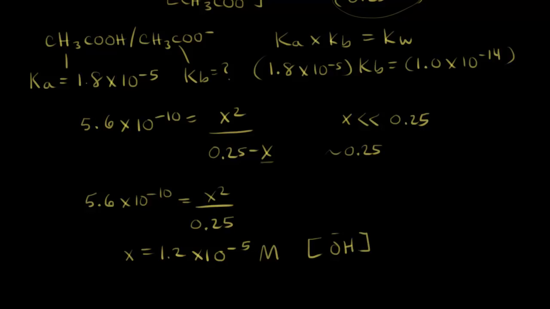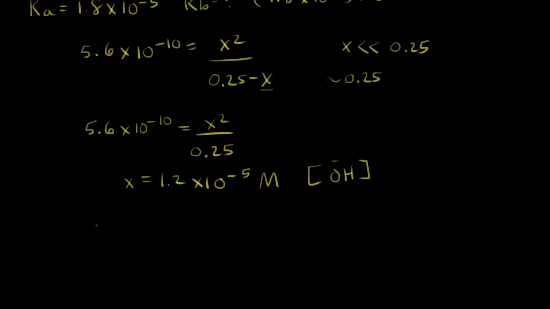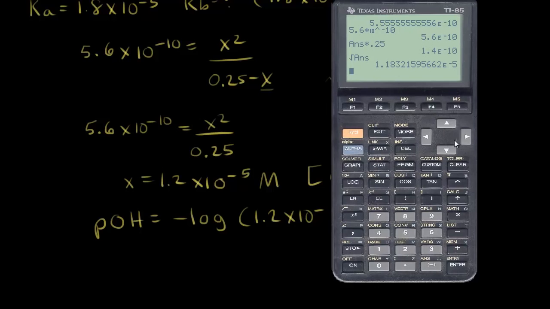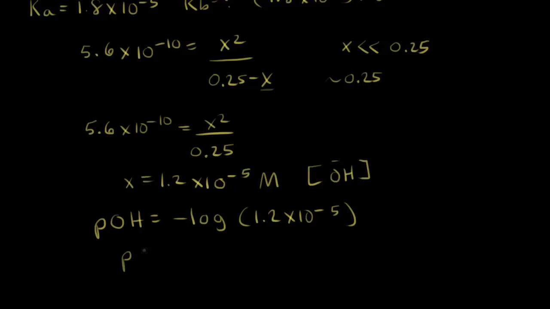And if we know that, we can eventually get to the pH. That was our original question: calculate the pH of our solution. So we could find the pOH from here. I know the pOH is equal to the negative log of the hydroxide ion concentration. So I can take the negative log of what we just got, the negative log of 1.2 times 10 to the negative 5, and that will give me the pOH. So let's go ahead and do that. The negative log of 1.2 times 10 to the negative 5 is going to give me a pOH of 4.92. So I go ahead and write pOH is equal to 4.92.